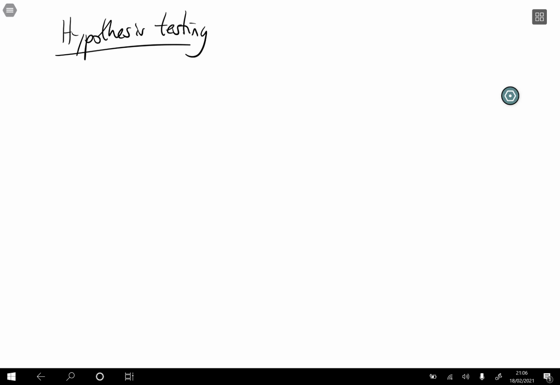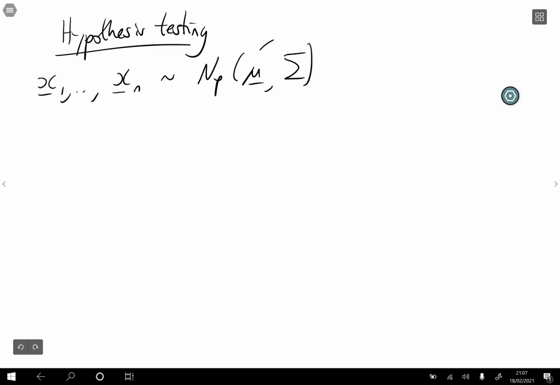Okay, so we're now in a position to do hypothesis testing properly. Let's suppose we've got data x1 to xn from a multivariate normal distribution with mean mu and variance sigma. And critically now, we can assume that both of these are unknown. Let's suppose we want to test the null hypothesis that mu equals mu naught versus the alternative that mu does not equal mu naught.